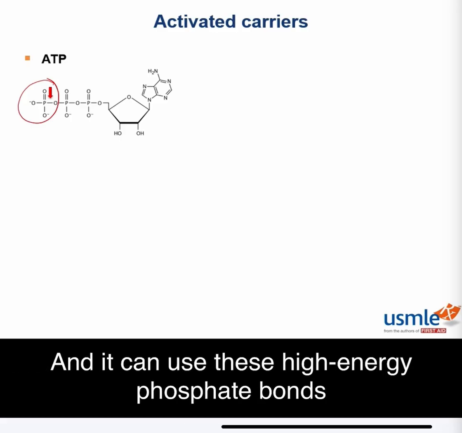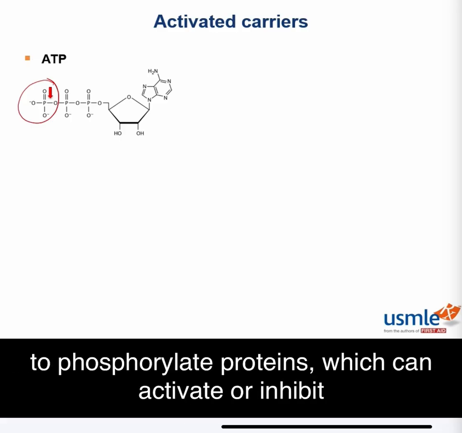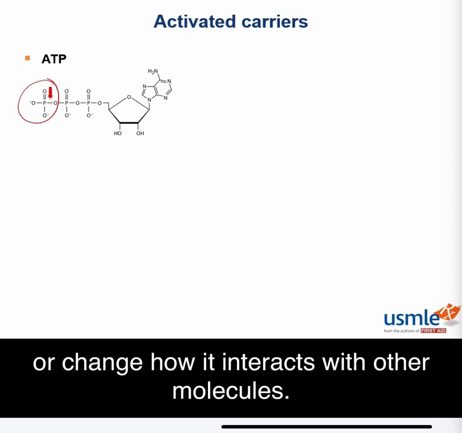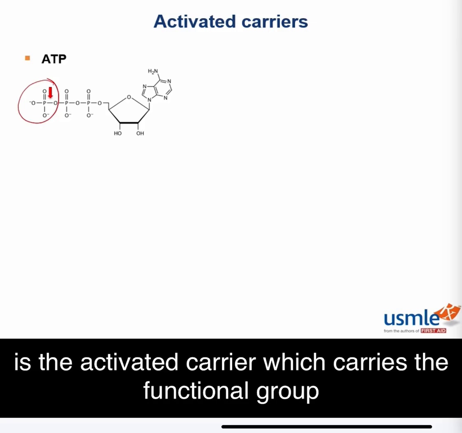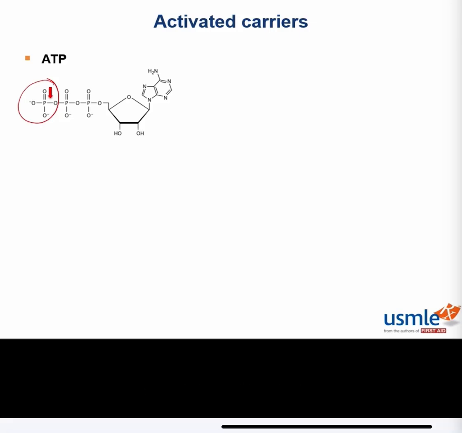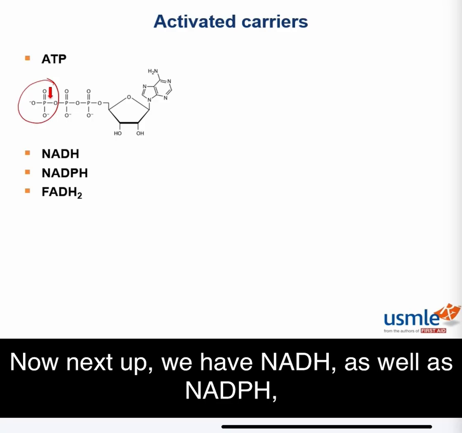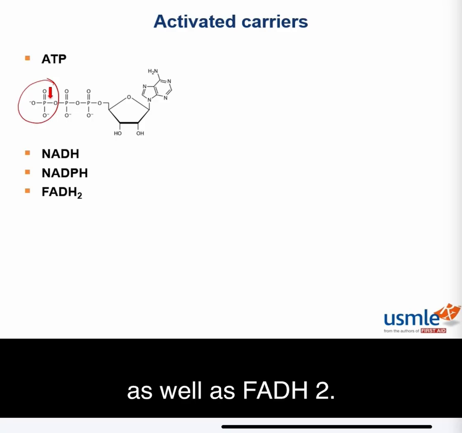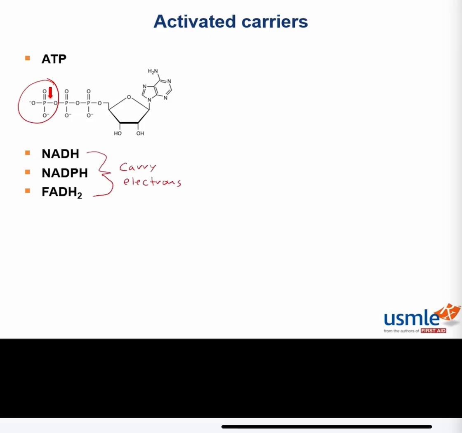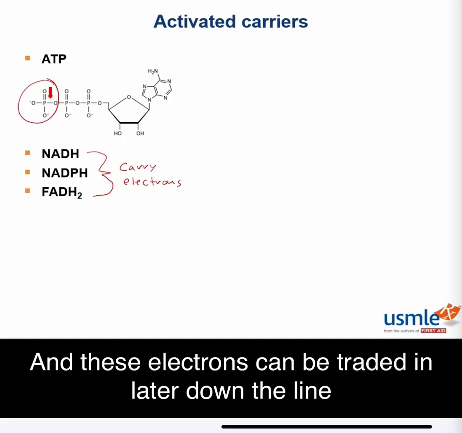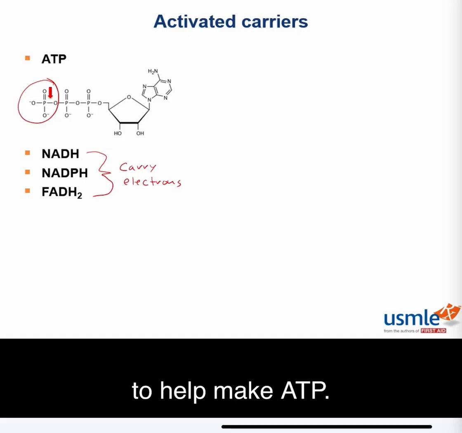And it can use these high-energy phosphate bonds to phosphorylate proteins, which can activate or inhibit the function of the protein, or change how it interacts with other molecules. So the big thing to remember here is that ATP is the activated carrier, which carries the functional group of a phosphate. Now next up, we have NADH, as well as NADPH, as well as FADH2. Now these carrier molecules actually carry electrons. And these electrons can be traded in later down the line to help make ATP.